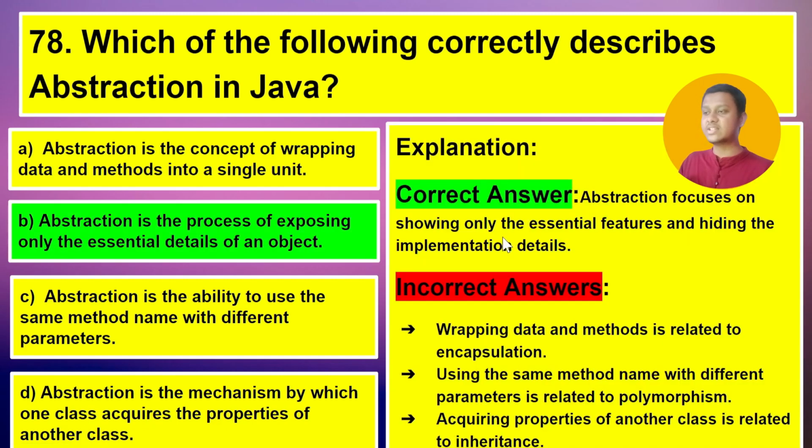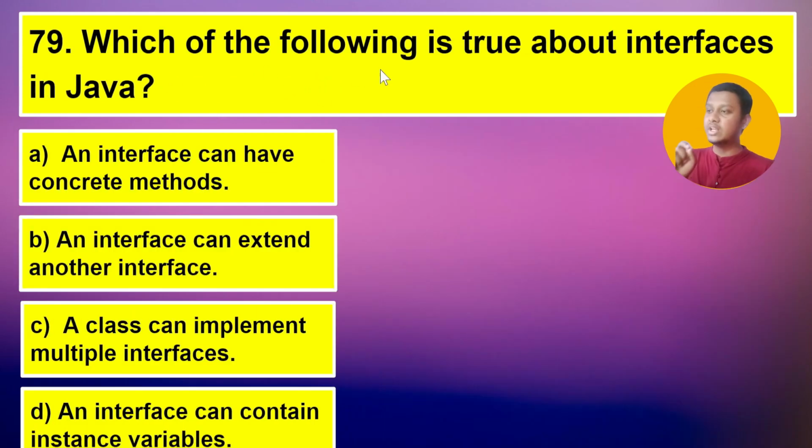In the explanation you can see abstraction focuses on showing only the essential features and hiding the implementation details. Other options are incorrect because wrapping data and methods is related to encapsulation. Using the same method name with different parameters is related to polymorphism, and acquiring properties of another class is related to inheritance.